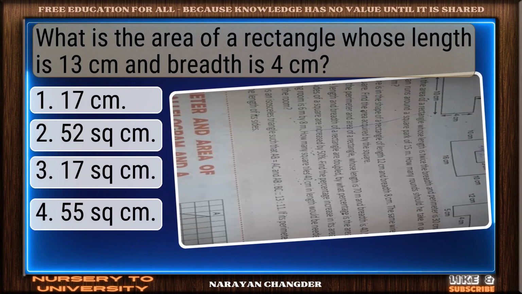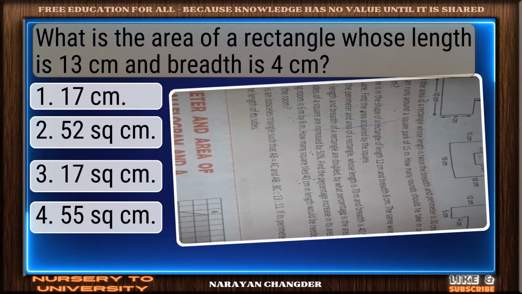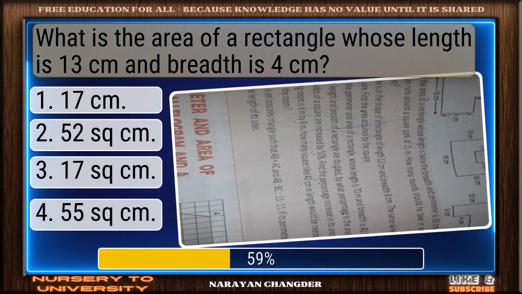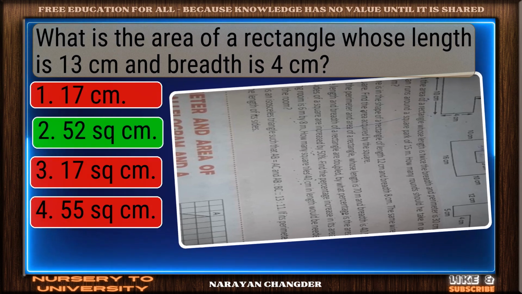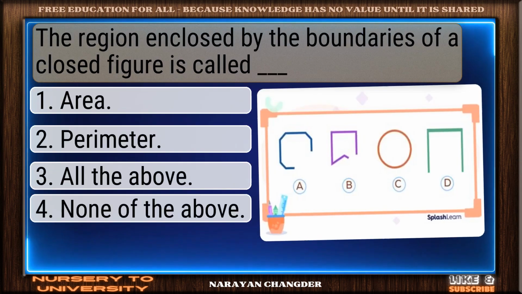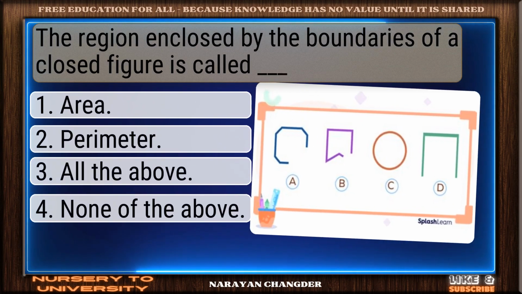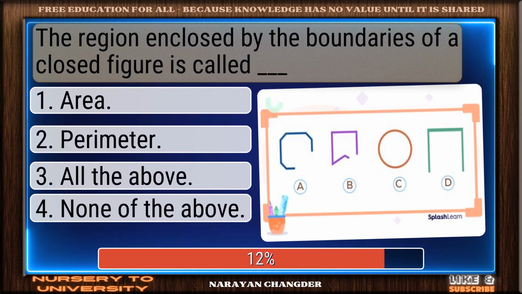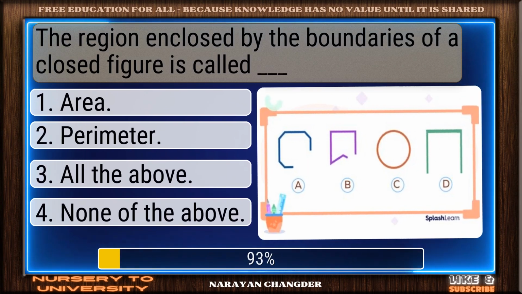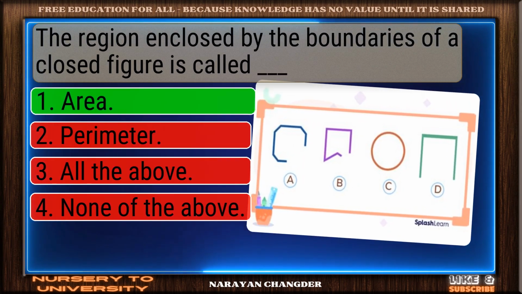What is the area of a rectangle whose length is 13 cm and breadth is 4 cm? Smart move. 52 square cm is an accurate answer. The region enclosed by the boundaries of a closed figure is called dash. Smart pick. Area is the correct choice.